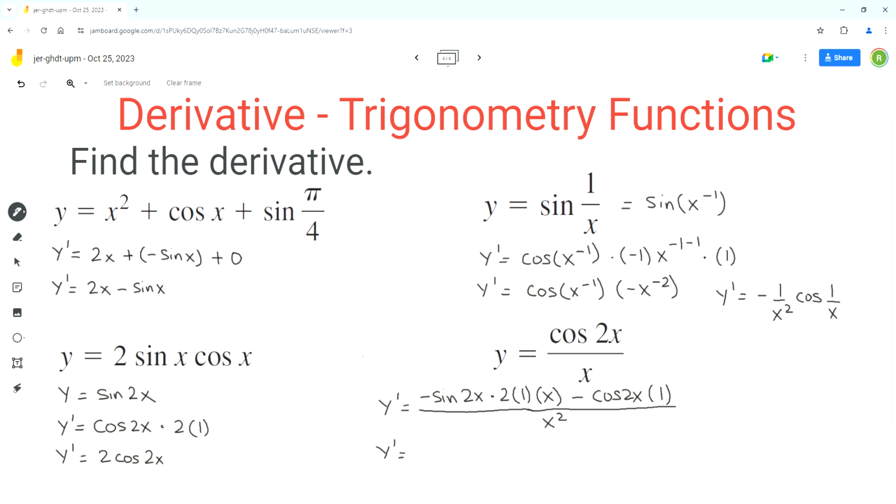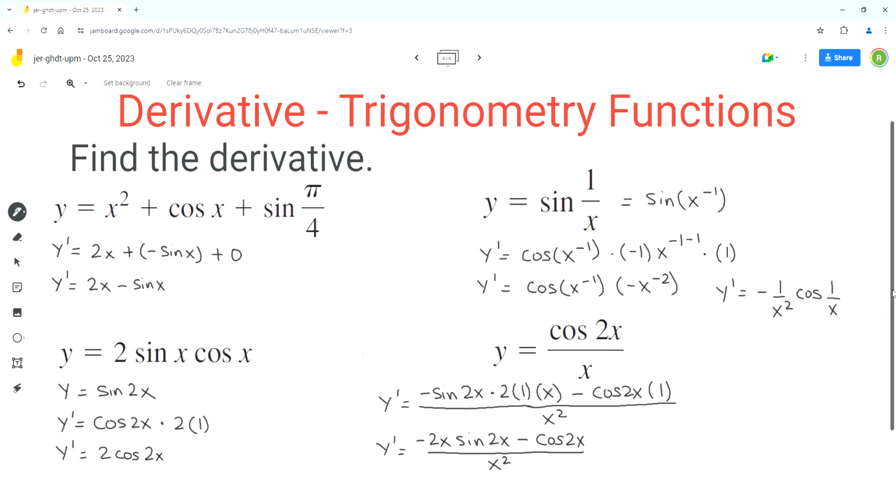Now we can simplify this expression. In the first part, we can multiply 2 times 1 times x, which is 2x, and we can move that 2x to the front of the sine term. And then minus cos 2x, because cos 2x times 1 is just cos 2x, over x squared.